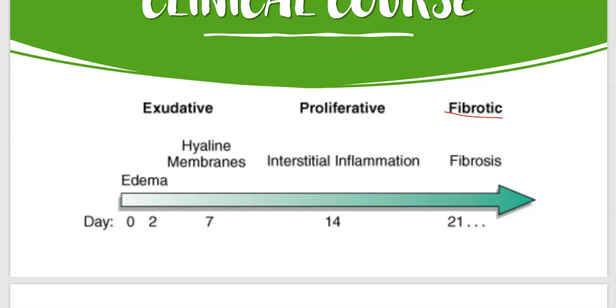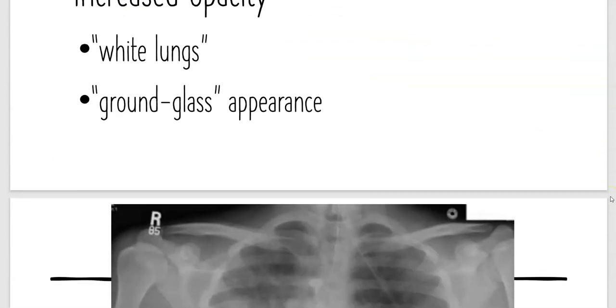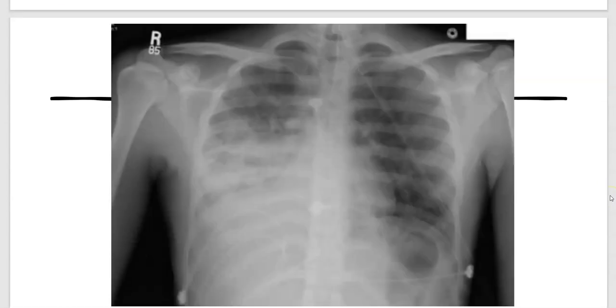Paano ka magkakaroon ng inflation saka deflation ng iyong alveoli kung naging scarred na ang alveoli mo kasi nag-form na siya ng fibrous tissues in your alveoli. So that's what's gonna happen to your alveoli. And as I've mentioned, your alveoli is one of the most important functional units in your lungs. Okay? Radiologic findings, you have your increased opacity or your white lungs, ayan, ground glass appearance.